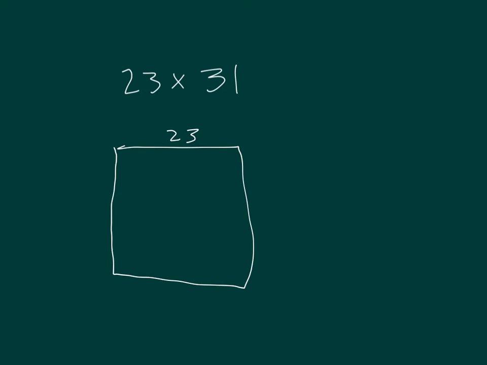Break apart 31 into 1 and 30. 1 times 23 is 23. 23 times 30, that there it places 0, 9, and 6, 690.